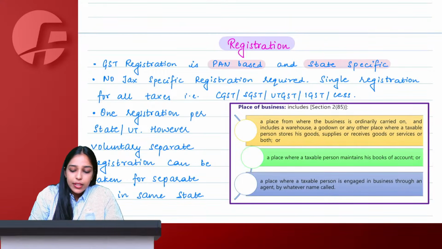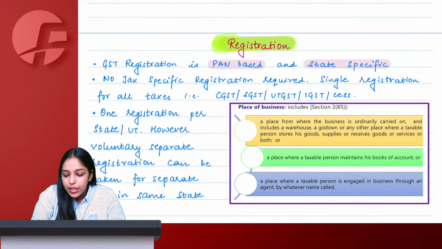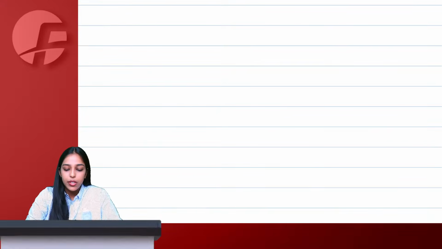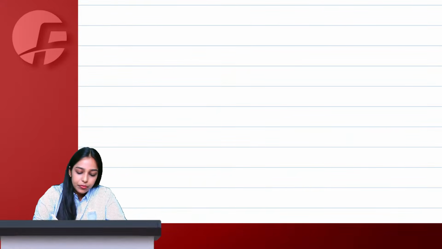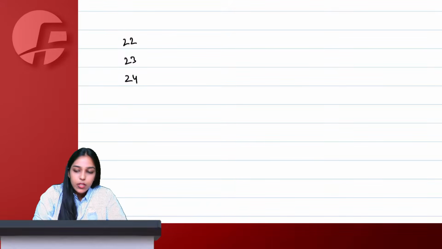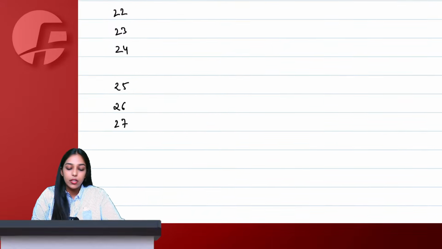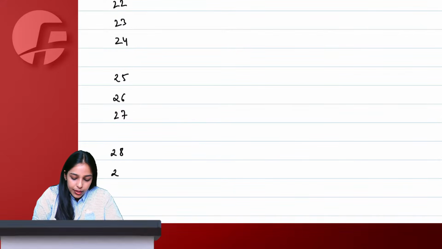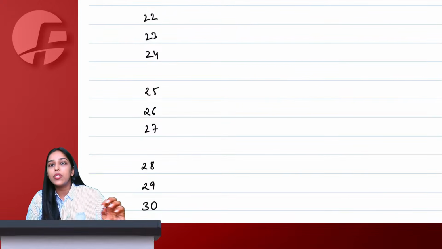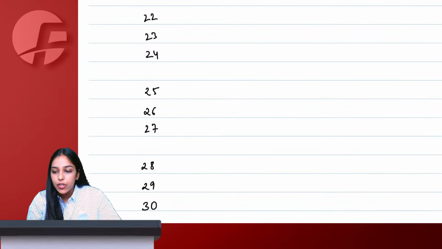Now let us start with the next chapter, which is registration under GST. Before starting this chapter, we'll quickly go through the section numbers that we have to study. We make 3 pairs here. 22, 23, 24 is one block. Then 25, 26, 27 is another block. 28, 29 and 30 is the last. So 9 sections in total we have to study in the chapter of registration.